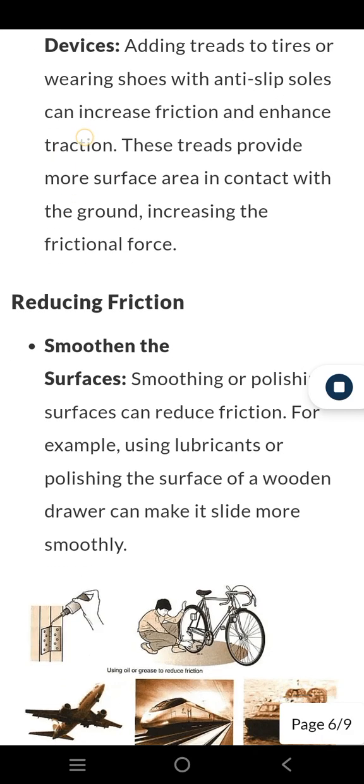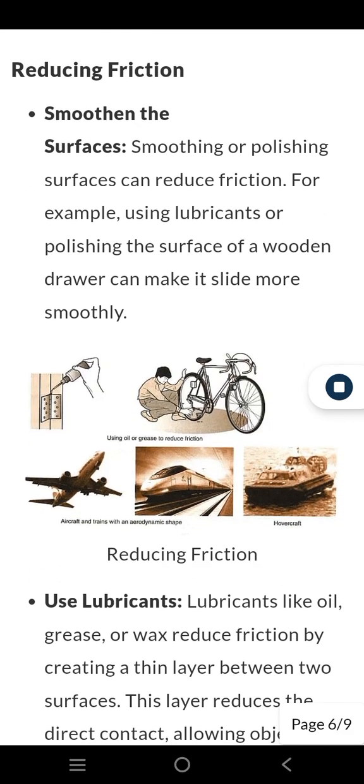Reducing friction. Smoothen the surfaces. Smoothing or polishing surfaces can reduce friction. For example, using lubricants or polishing the surface of a wooden drawer can make it slide more smoothly.